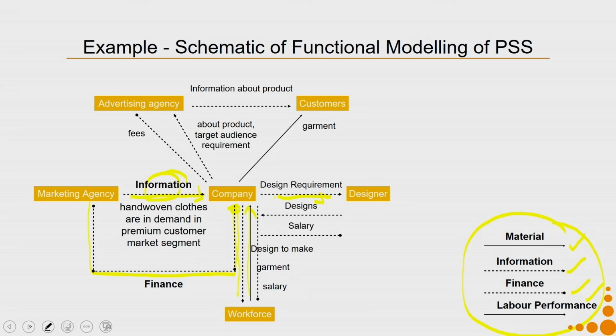Now, in order to create this advertising campaign, the advertising agency will ask for a fee. So, that is the money flow which is happening. And how does the company make money? Because of the product price. So, this is the money which the customer is going to pay to the company. So, this is an example of a schematic of the functional modeling of PSS.